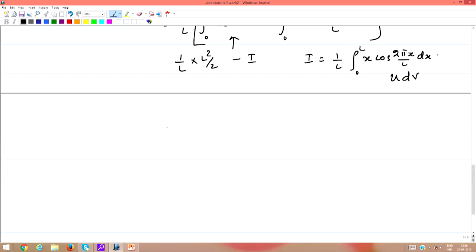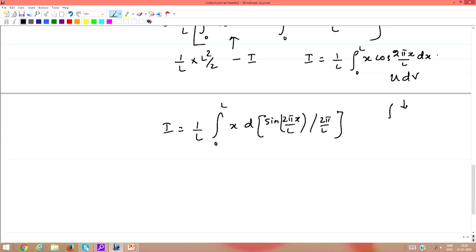So, we will write this I as 1 by L times integral 0 to L of x d sin 2 pi x by L divided by 2 pi by L. Okay. So, that is the u dv formula, and if you recall, integral u dv between the limits 0 to L is u v between the limits 0 to L, and then the integral 0 to L of v du. So, the same thing that you have to do here, which is 1 by L, 0 to L.